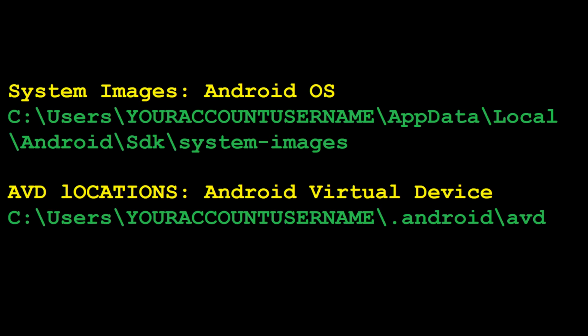I did some research on DuckDuckGo and Stack Overflow, and I found the locations where I could find these files. The first was a location for the system images, and the second was for the virtual devices. After deleting these files from these locations and clearing my recycling bin, I freed up over 15 gigabytes of space on my hard drive. Now that's more than enough to accommodate a brand new operating system and a brand new virtual device.